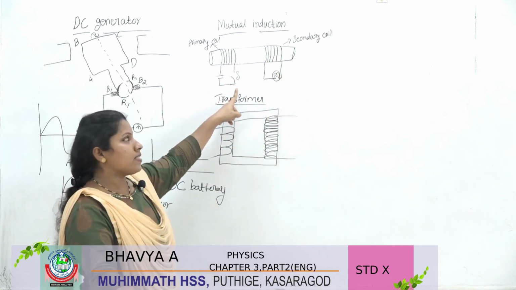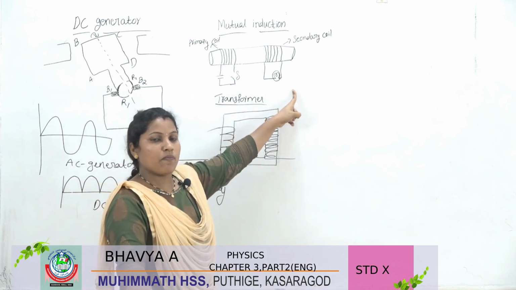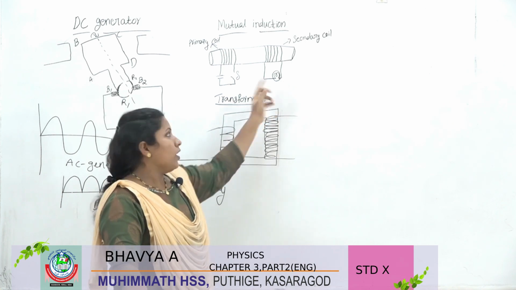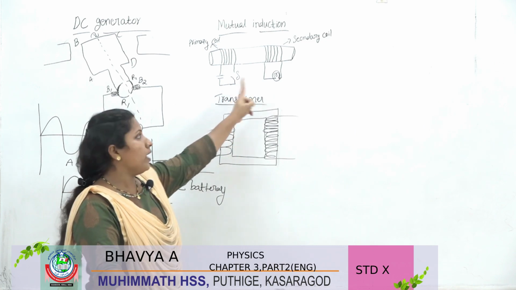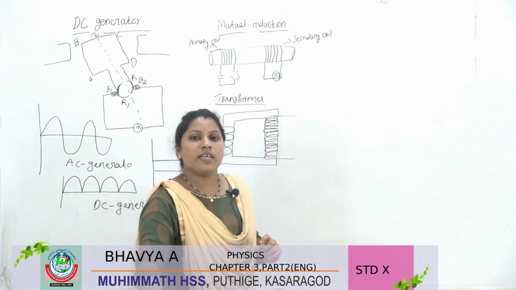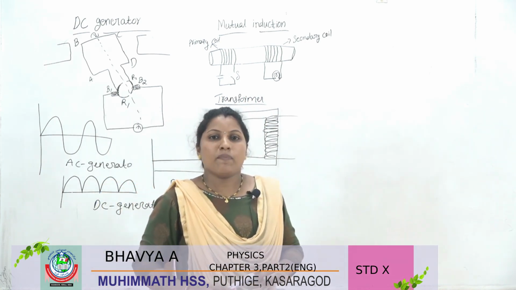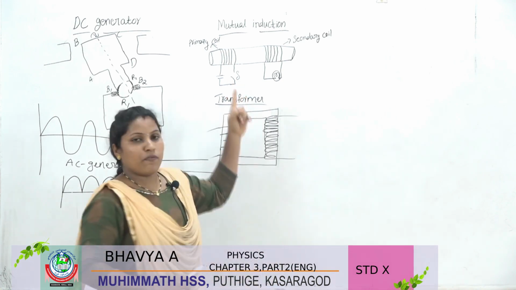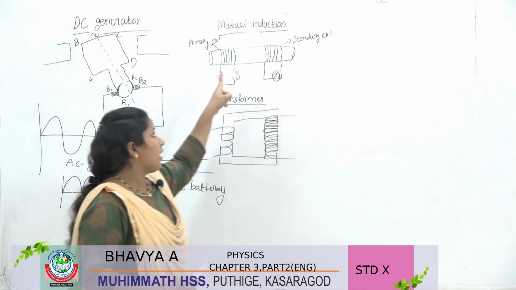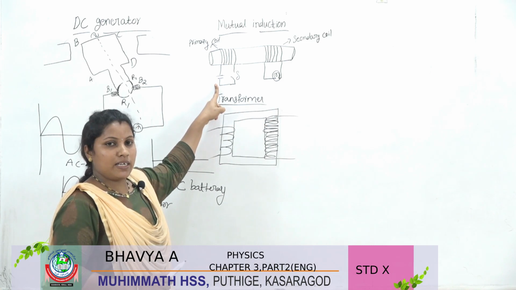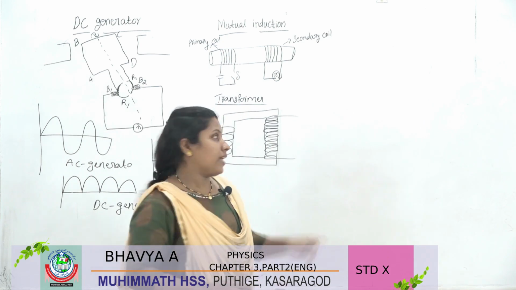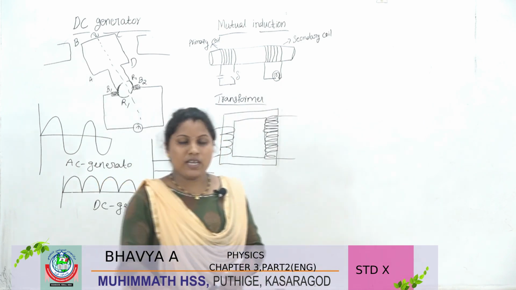If current passes, what happens? An induced EMF is produced in the secondary coil, so this bulb glows. If you continuously switch on and off, the bulb glows. If you keep this switch on, the bulb does not glow. Why? Because the variation of magnetic field does not exist, so the bulb is not glowing. If AC, alternating current, is connected here, it means a variation of magnetic field exists, so at that time the bulb glows continuously.